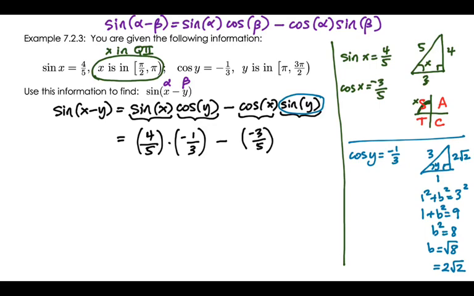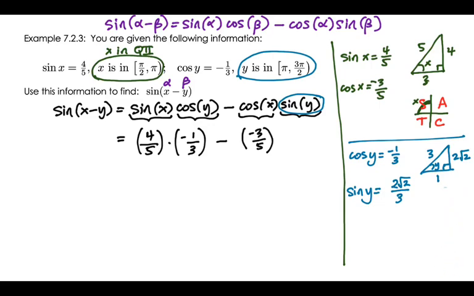All right, and I did that because I'm looking for sine y, opposite over hypotenuse. And I just have to make sure whether sine is going to be positive or negative, because they did give us quadrant information on y. This one they tell us y is between pi and 3 pi over 2. So just think about which quadrant that would mean. On the unit circle, pi to 3 pi over 2 is over here in quadrant 3.